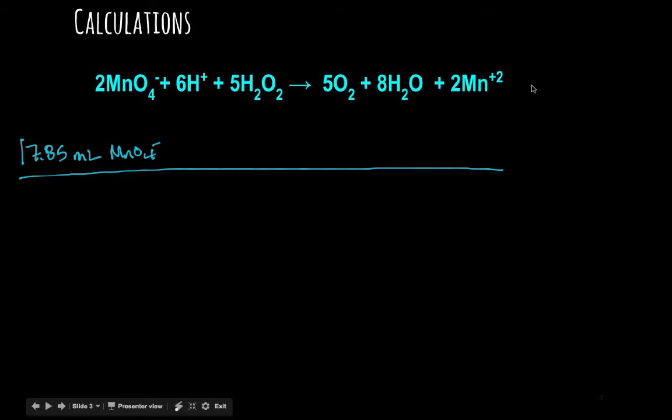So what I'm going to do first is get rid of my milliliters. 1 liter is 1,000 milliliters. And then I'm going to use the molarity of the potassium permanganate to get from liters to moles. Because once I'm in moles, then I can do the mole ratio to get from moles of permanganate to moles of hydrogen peroxide.